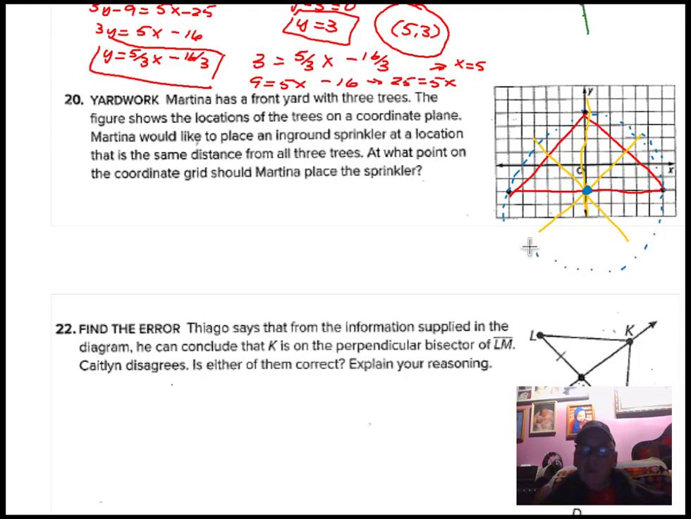So it gives the center of a circle, and that is at (0, -2) on the coordinate grid. So that's where she could place her sprinklers, and they're going to be equidistant from each one of those three vertices of the triangular arrangement of the sprinklers. Let's move up.